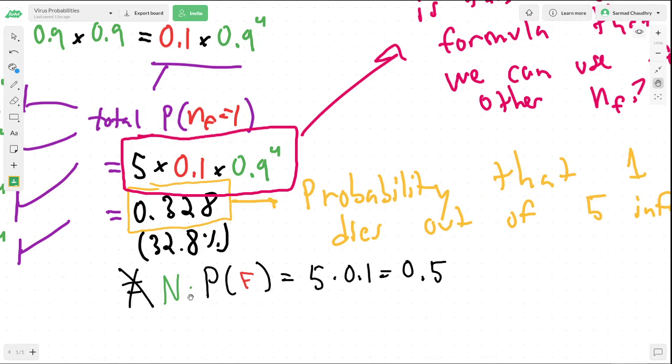Note, this is not equal to just n times P of f, which would give us half a person, right? Half a person didn't die here. We didn't get a 50% chance. It's just weird, right? It doesn't work that way.